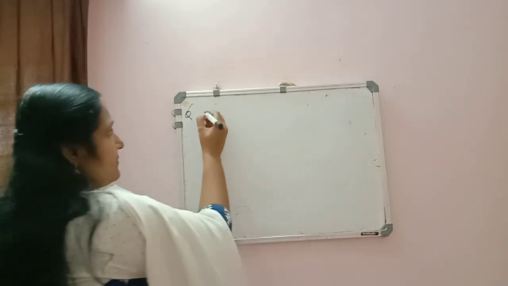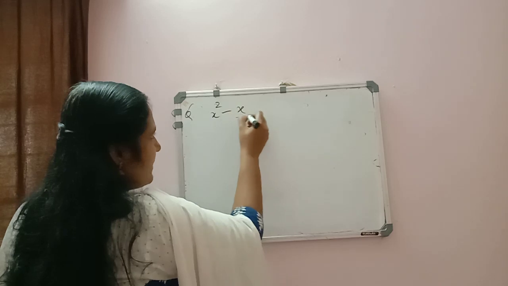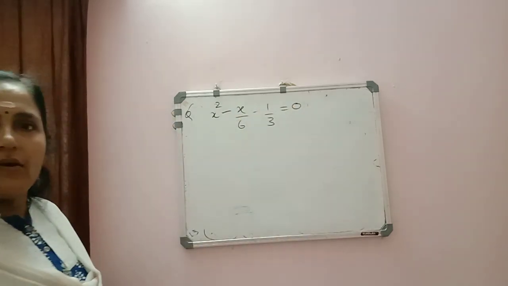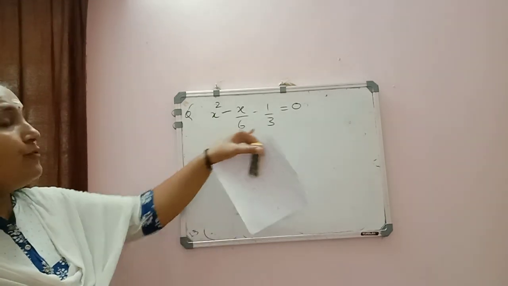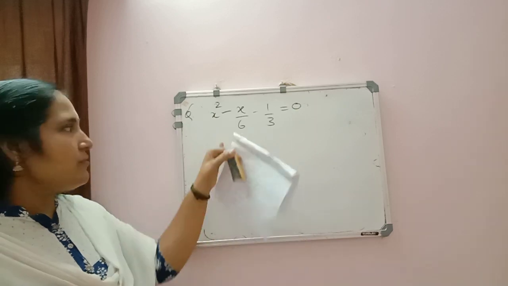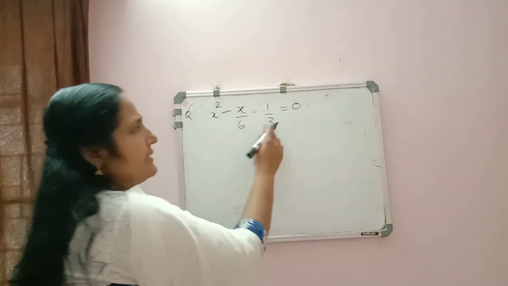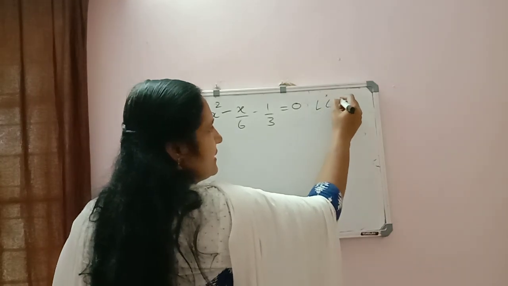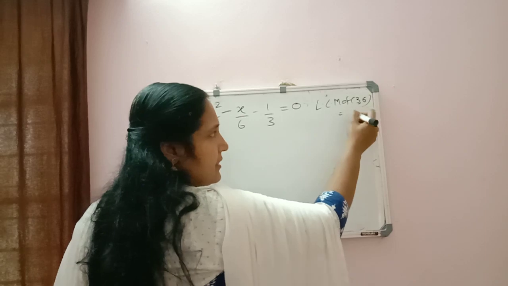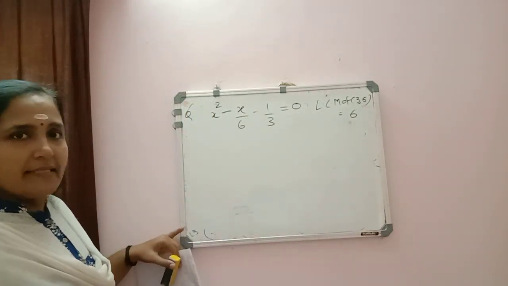x square minus x by 6 minus 1 by 3 equal to 0. We have two different numbers in the fractions. In the previous one, the same number was there. So whenever these types of questions come, what will we do? We will take the LCM of 3 and 6, that will be equal to 6. So we will multiply the whole equation by 6.